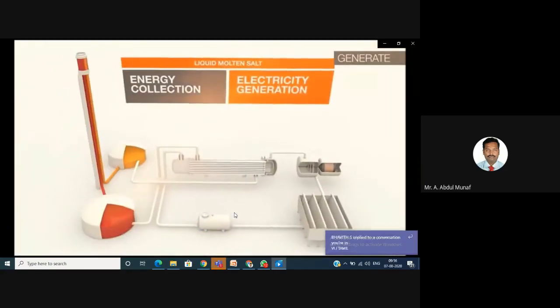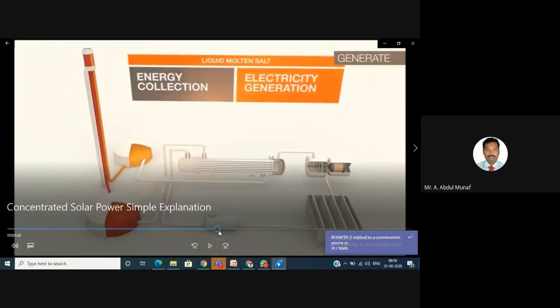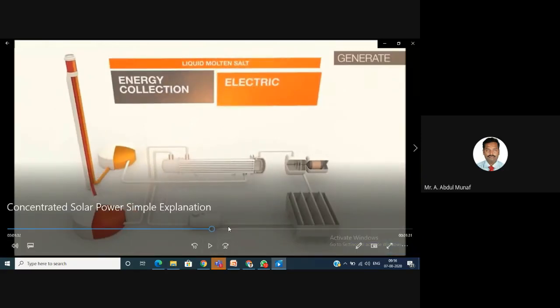You see here, this is the plant. Here this tank is the cold water tank, and this tank is the hot water tank. First, what we are doing is pumping this cold water inside the receiver. Here we are having a receiver, and we are pumping the water into the receiver.